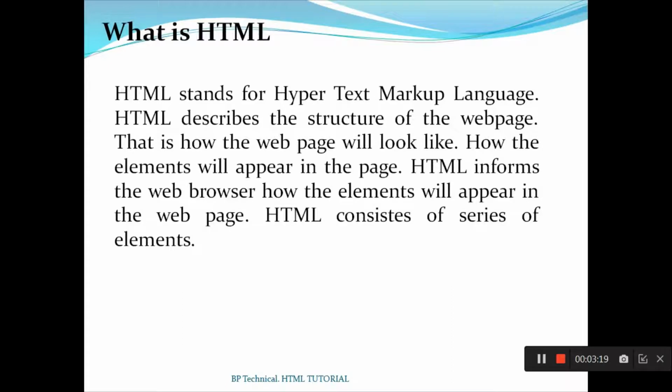Now, what is a web browser? Web browsers, for example, are Internet Explorer, Google Chrome, Mozilla Firefox, Opera, Safari. There are many web browsers. Most commonly we use Google Chrome and Mozilla Firefox. How the elements will appear in the web page? The HTML consists of a series of elements.